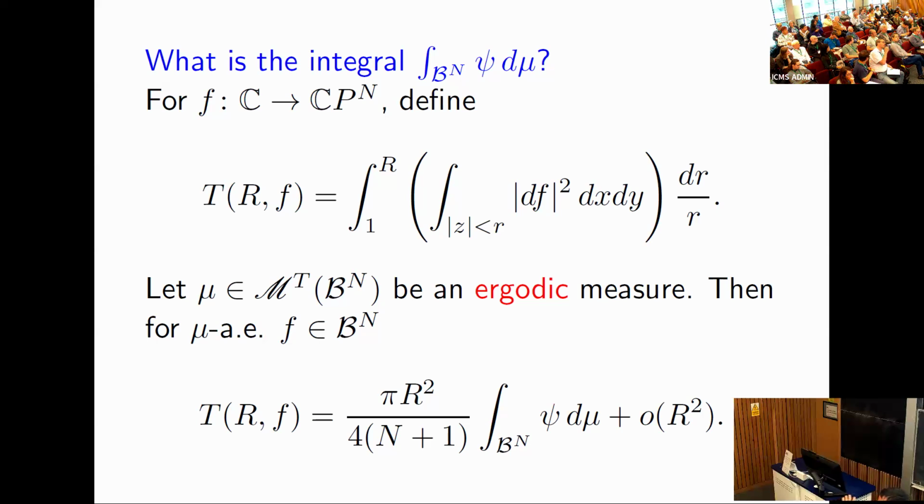Actually, here it's translation invariant. Yes, you need translation. And if the measure is ergodic, essentially almost every function is Lipschitz, so has some Lipschitz constant. Yes, yes, yes.